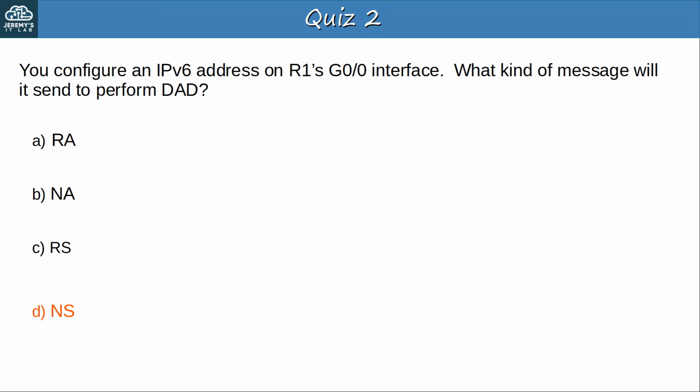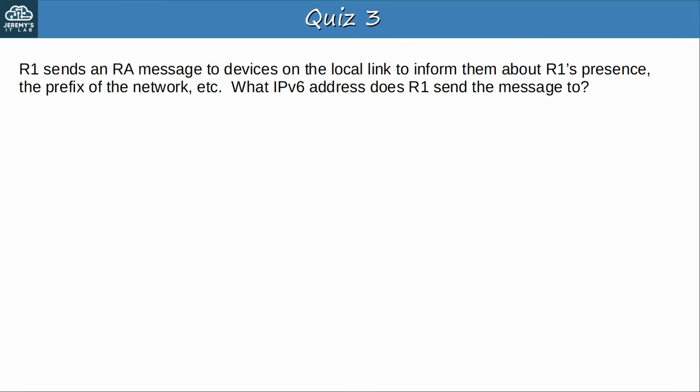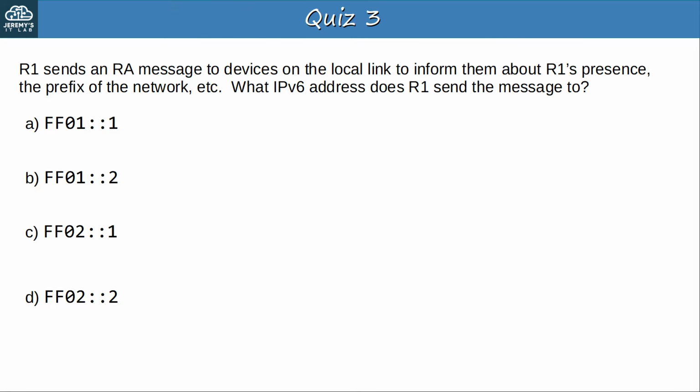Okay, let's go to question 3. R1 sends an RA message to devices on the local link to inform them about R1's presence, the prefix of the network, etc. What IPv6 address does R1 send the message to? A. FF01::1, B. FF01::2, C. FF02::1, or D. FF02::2? Pause the video to think about your answer.